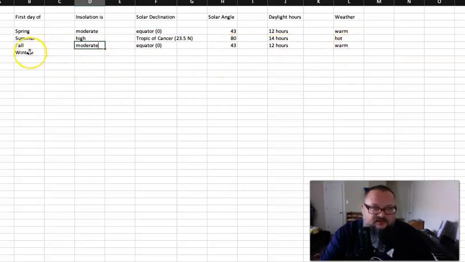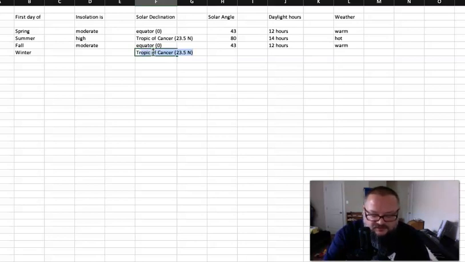Let's go look at these things for winter. On the first day of winter, the solar declination is the Tropic of Capricorn, which is 23.5 degrees south. Now that's as far away from us as the solar declination will be. That is as far as it will get. Okay? Let's go to the calculator and look at our solar angle.